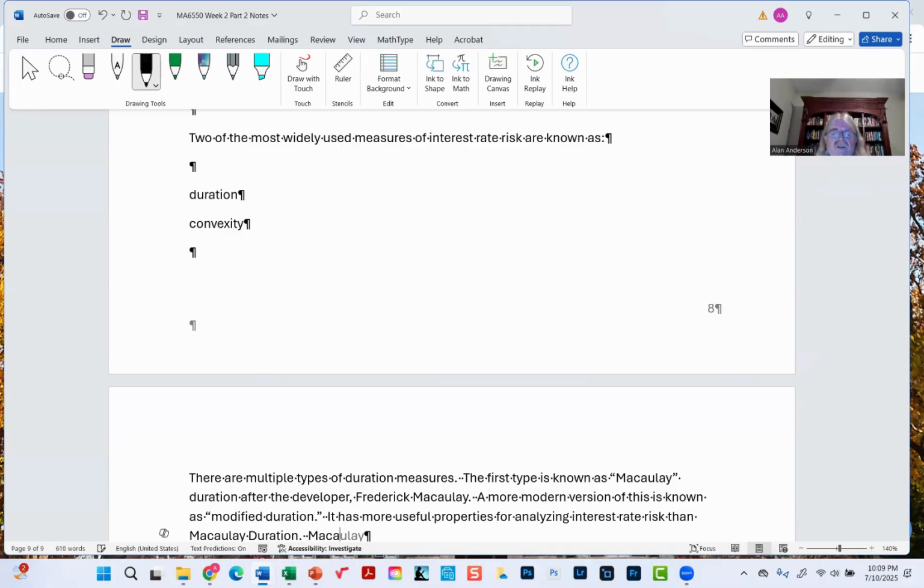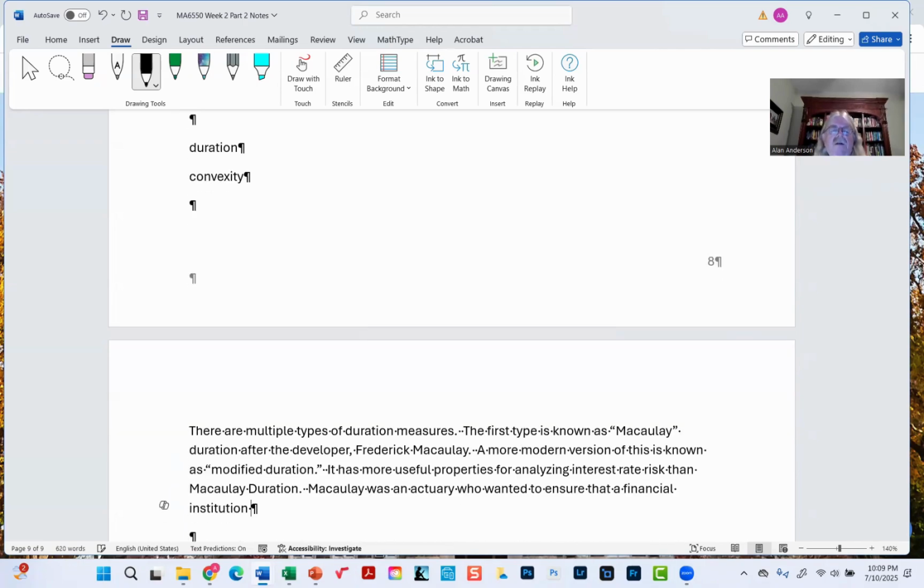And what was he interested in studying? I don't remember, it may have been an insurance company that he worked for, who wanted to ensure that a financial institution always had enough funds on hand to cover its potential liabilities.